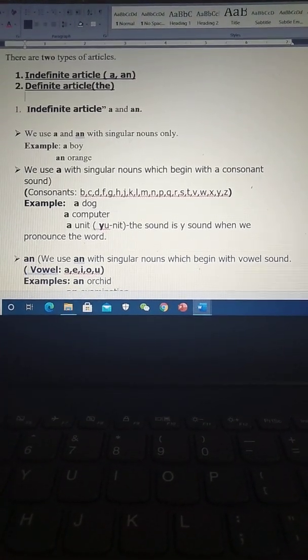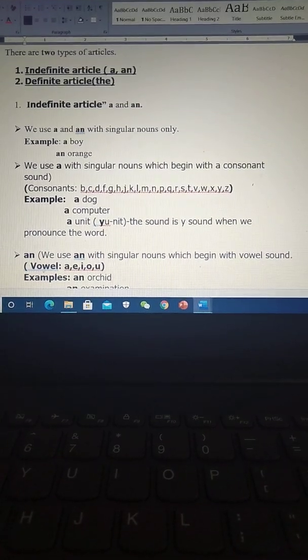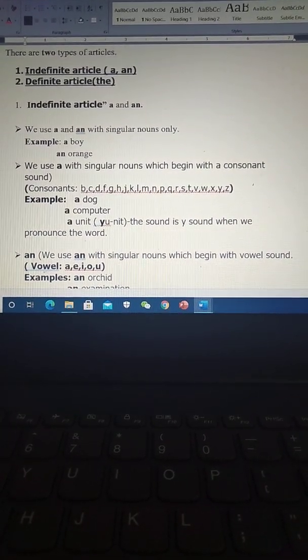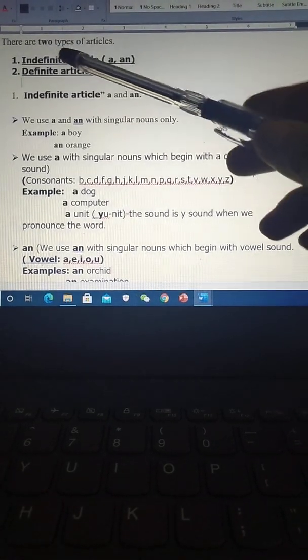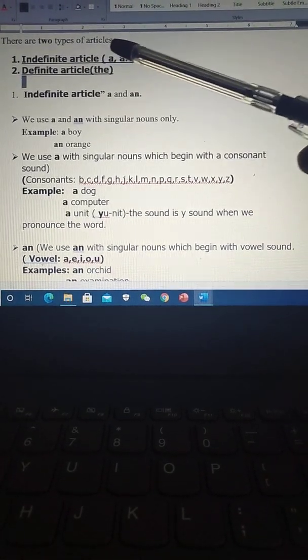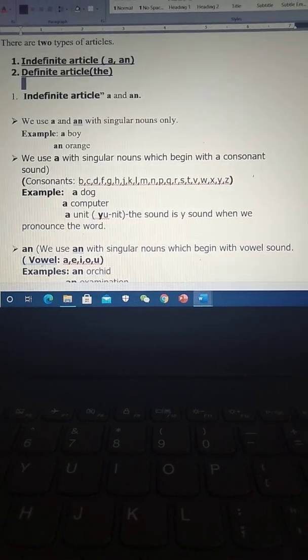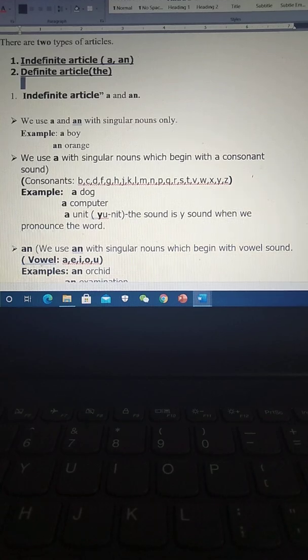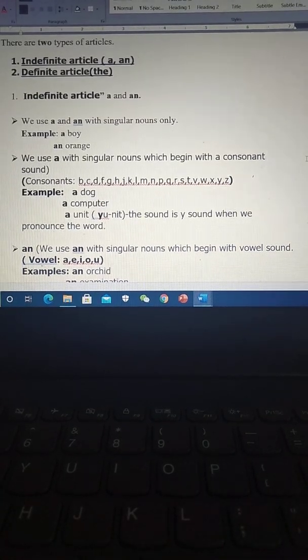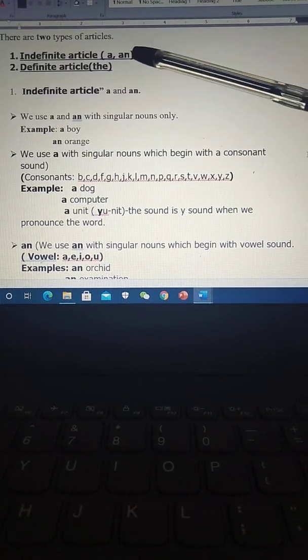We are going to continue with the articles. Before that, let's recall what we have learned in the last class. In the last class we learned that there are two types of articles: indefinite articles and definite articles. Last time we learned the indefinite articles, that is a and an.